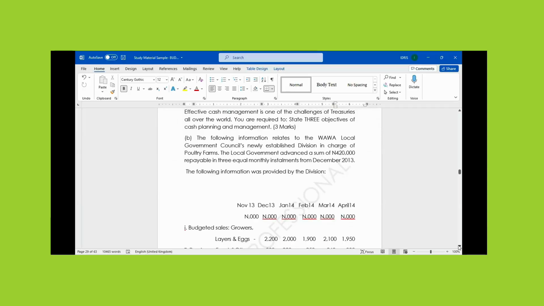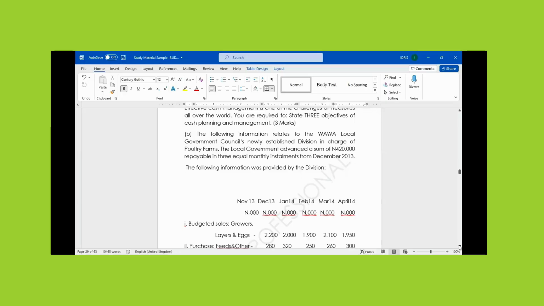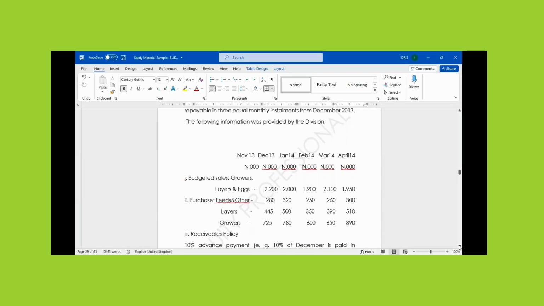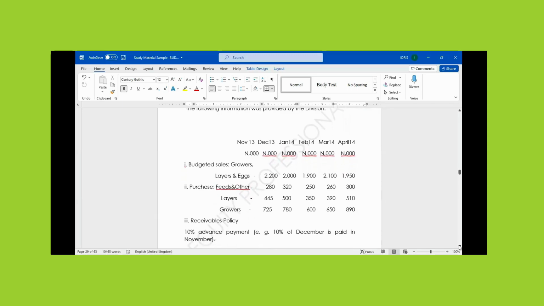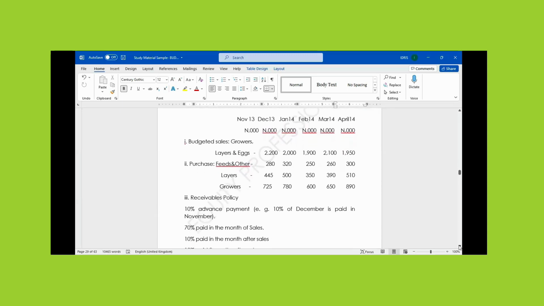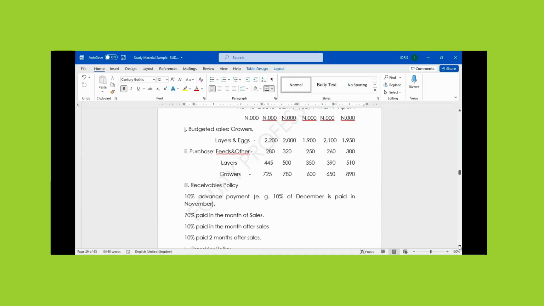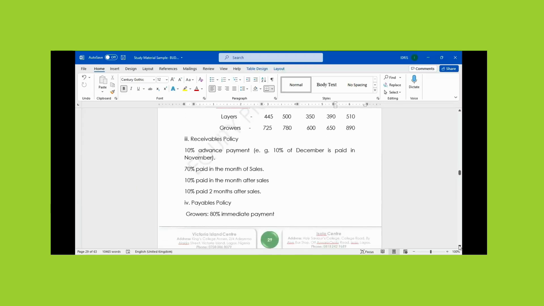We have November to April, all in thousands. The figures here are assumed to be correct. Then 10% advance payment, e.g. 10% of December is paid in November. That's additional information 3. 70% paid in the month of sales, 10% paid in the month after sales, 10% paid 2 months after sales. That is the receivable policy. Payable policies.